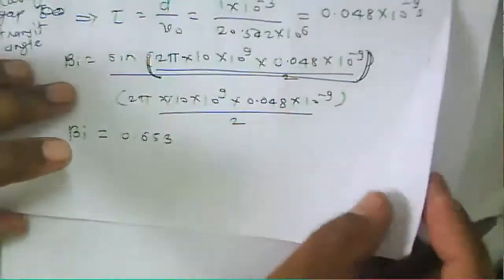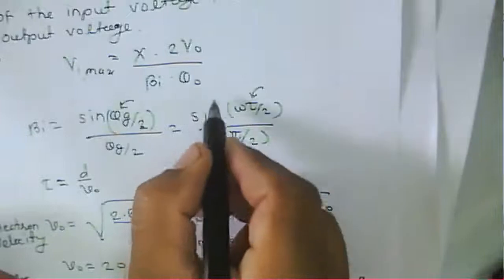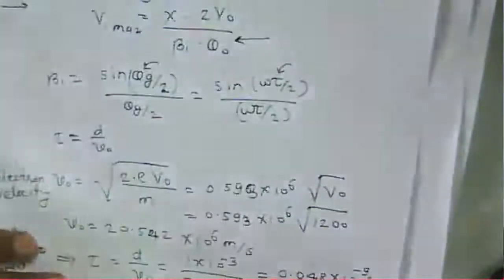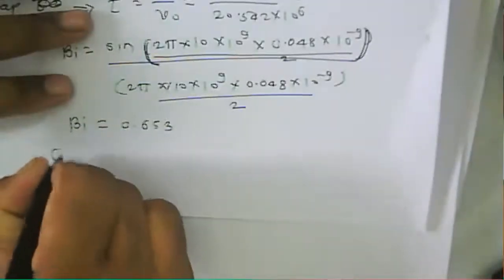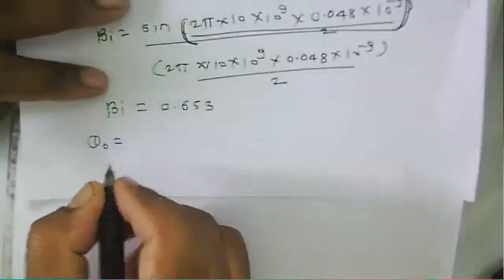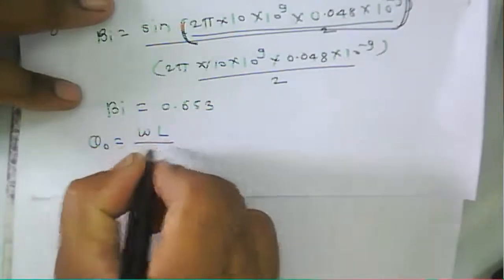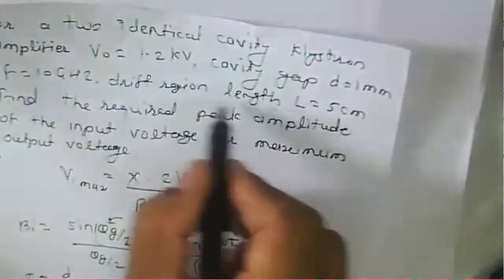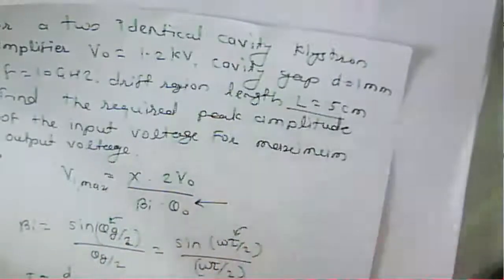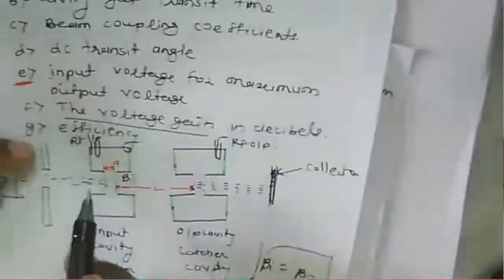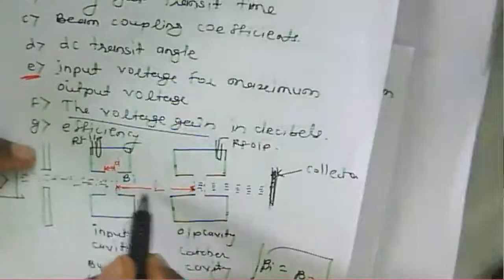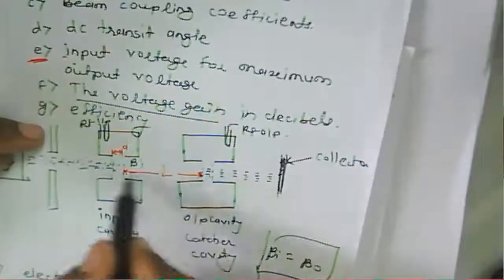So beta I we are getting. Then we need to obtain the DC transit angle, that is theta 0. So DC transit angle theta 0 is equal to omega L divided by V0. L is the drift region length. That is the distance between the two cavities. That is called the drift region length.